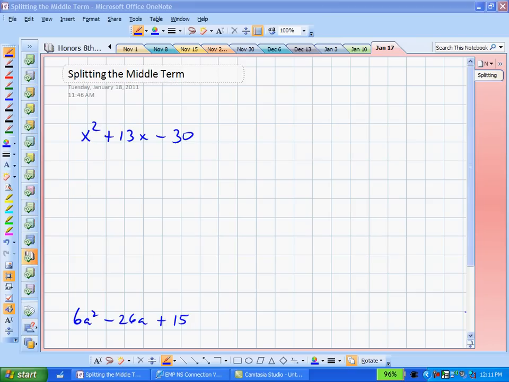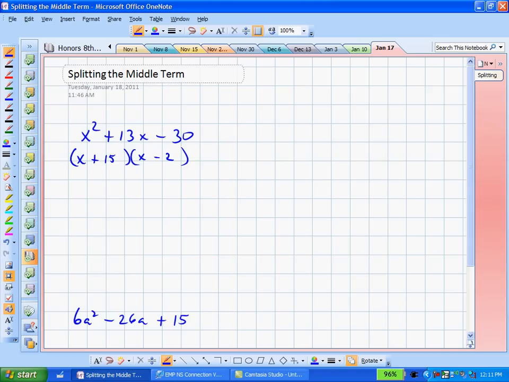All right, so this is going to talk about splitting the middle term. This problem, I think, is fairly easy. Does anyone know the factors right off the top of their head? X plus 15 and x minus 2. Everyone see that that works?